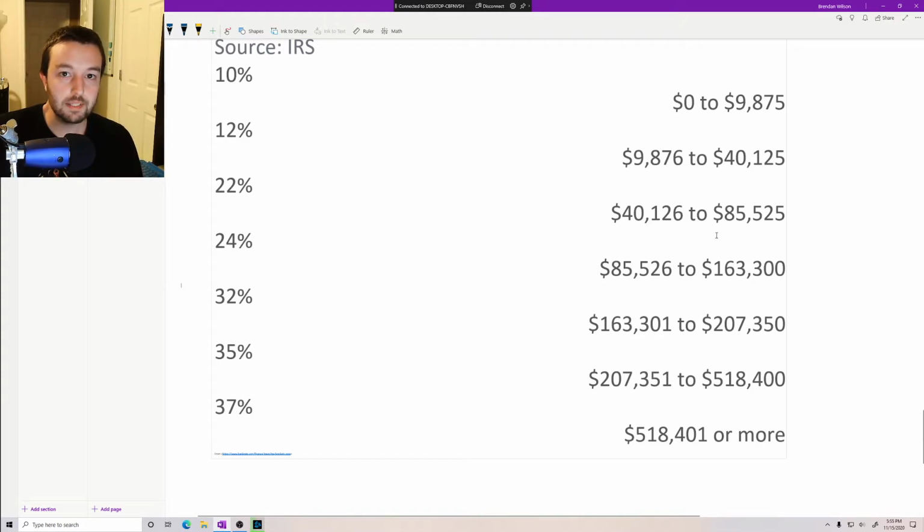Okay, so the common misconception is that if you make, say, $45,000 a year, that 45,000 is taxed at 22% because it falls into this rate. But that's not actually true. It's only the money that you make above the 40,126 that is taxed at the 22% rate, and the rest of your money is taxed at 12% or 10%. So the majority of it is actually going to be taxed at 12%.